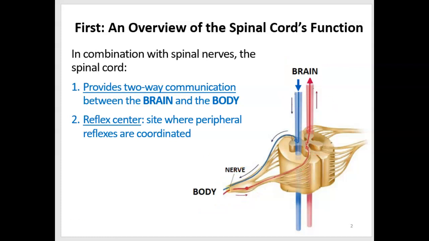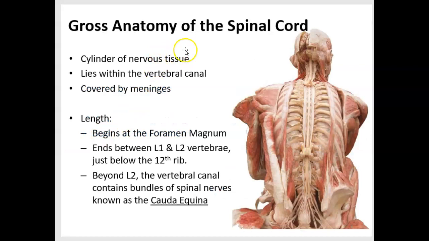In addition to providing two-way communication between the brain and the body, the spinal cord is also a site of reflexes that happen without input from the brain. Sensory information will come in and motor information will go out in response to a certain kind of stimulus automatically, without our conscious control of it. So those are the functions of the spinal cord.